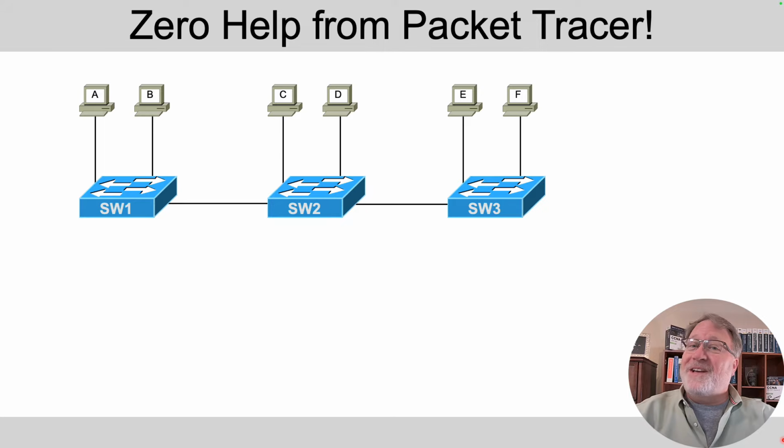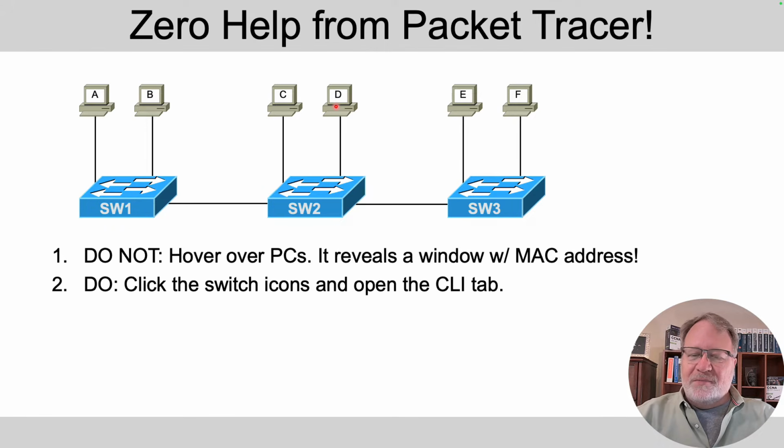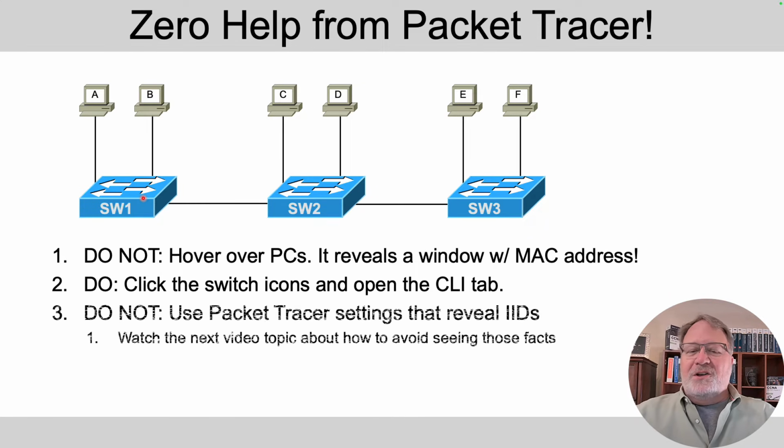Now, I told you I don't want you to get any help from Packet Tracer, so let's talk about that. First off, do not hover over the PC icons because Packet Tracer will pop up a window and will tell you facts like the MAC address. Try to avoid pointing your mouse pointer at the PCs once you open the Packet Tracer file. It'll make the lab more enjoyable for you. It'll make it more like a puzzle. But you can do this. You can hover over the switches and then click and open up the new window and then click the CLI tab so that you can get to the console of the 3 switches so you can issue commands like show MAC address table.